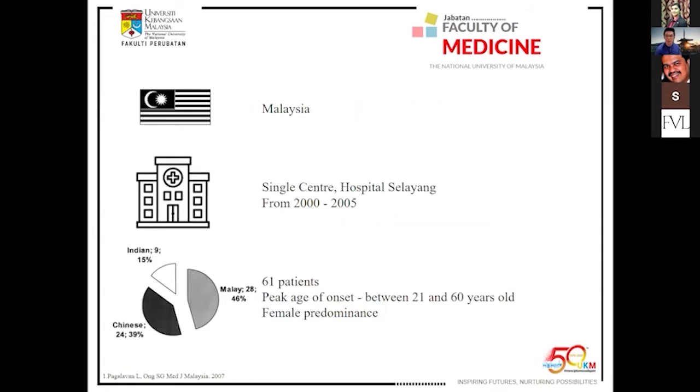What about in Malaysia? We have very limited data. This is one very old study published in 2007 from Hospital Selayang, a single center. The patients were recruited from 2000 to 2005, only 61 patients, and the majority are Malay, followed by Chinese, and lastly Indian. The peak age of onset is about the same, 21 to 60 years old, and it is also female predominant.